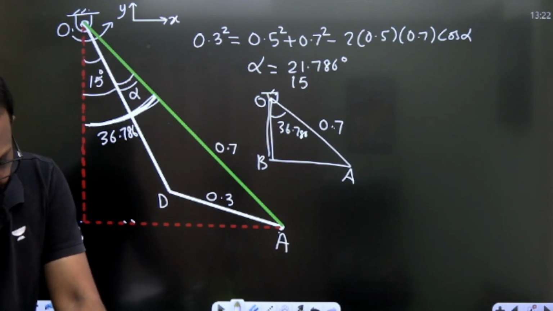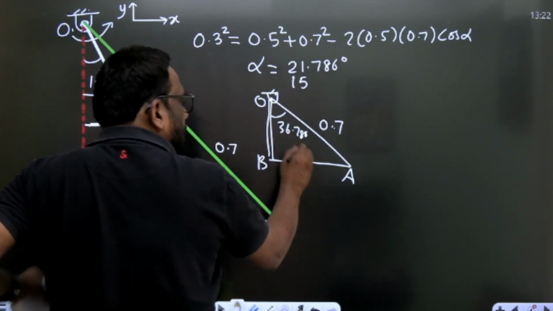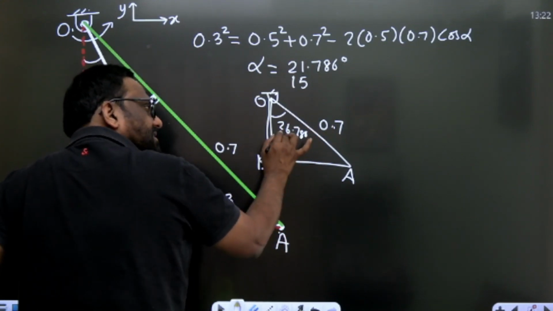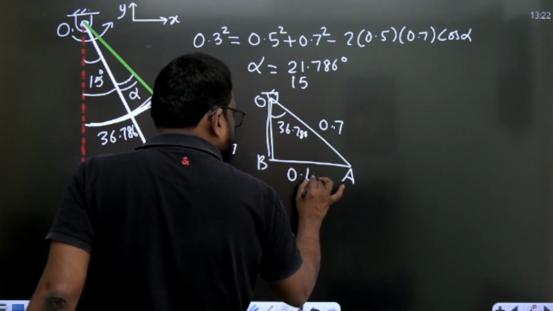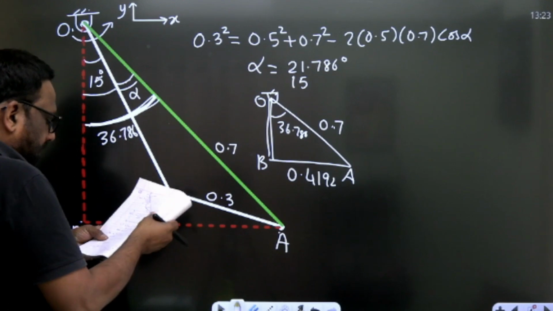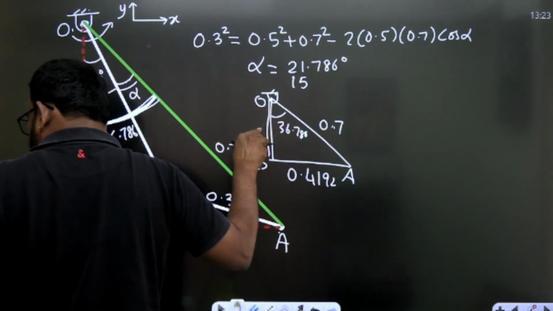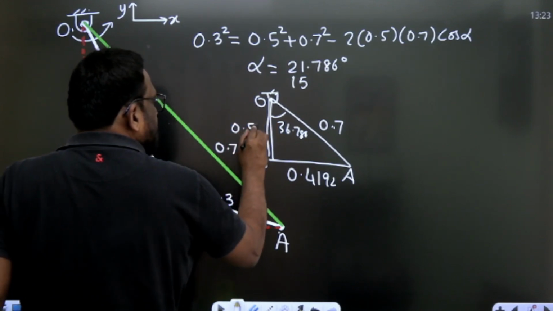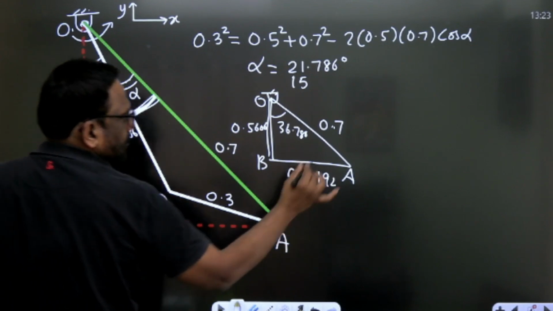So if I do that, direct calculate कर रहा हूँ sir. This is opposite. 0.7 sine 36.786 is 0.4192. And OB, if you want OB, it is 0.7 cos 36.786. This will be 0.5606.